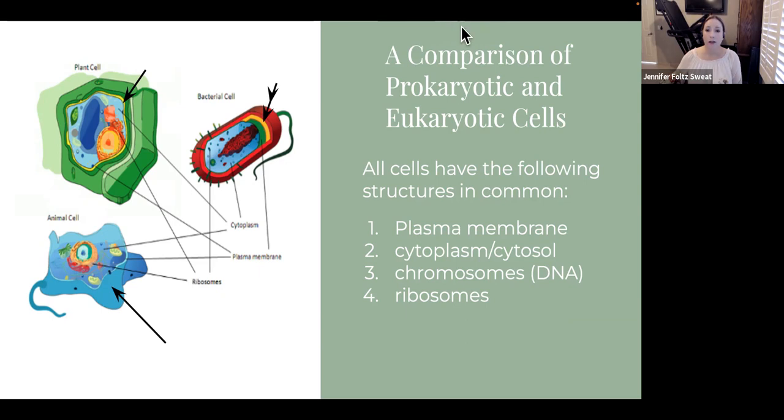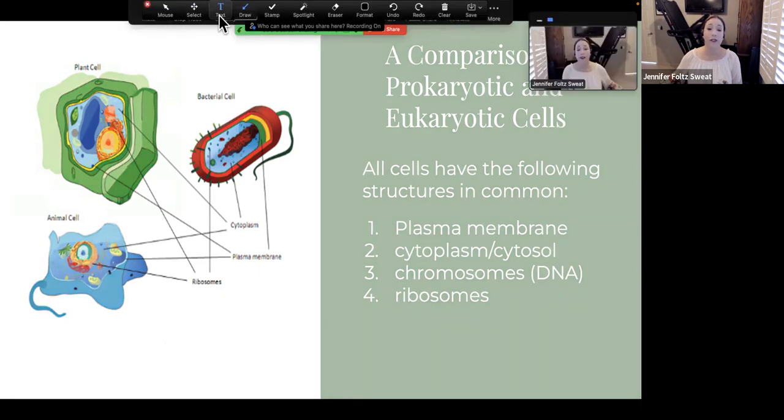Now, all cells have a cytoplasm that is filled with cytosol. Some sources you read will just say cytoplasm, and that is fine. But I'm going to write the definition here for you. So cytoplasm refers to all of the space outside of the nucleus, which is that structure right here and right here.